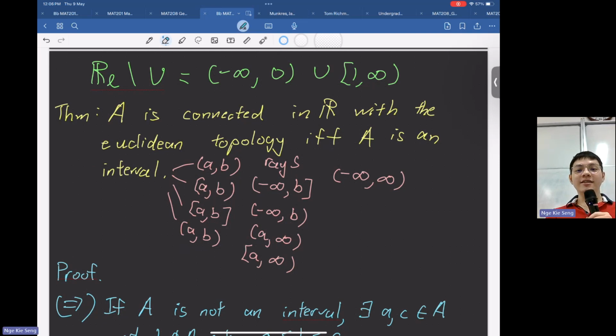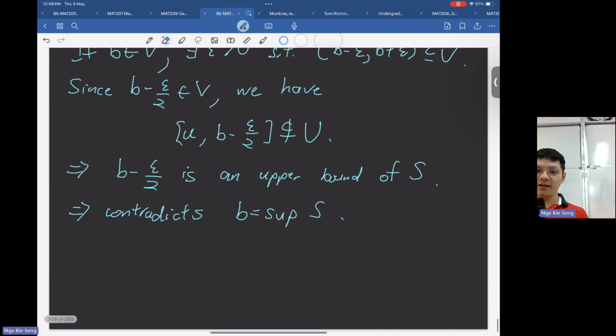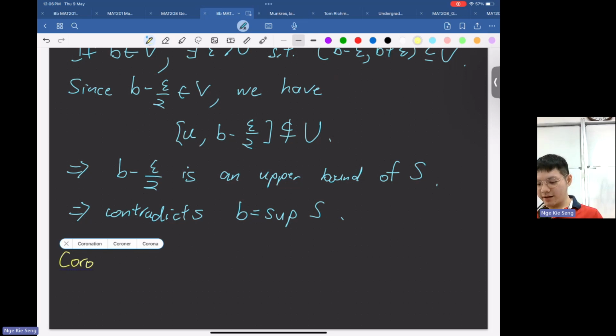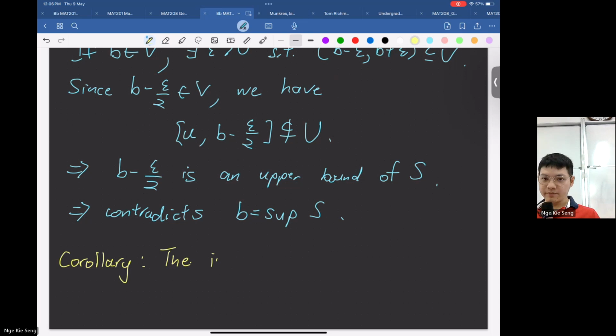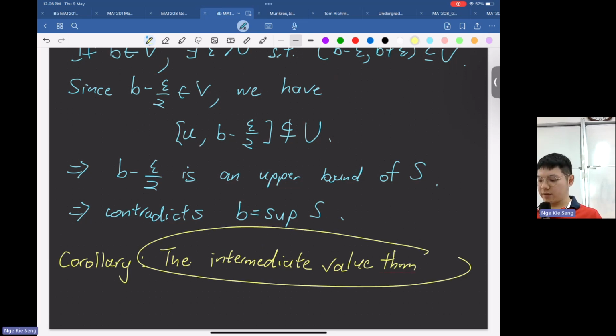Before we take a break, let's just end this part of the story. Yesterday we saw it in generality. But today we have proved that intervals are connected, so we can use what we proved yesterday: the continuous image of a connected set is connected. So this is the intermediate value theorem. The corollary of this theorem is the intermediate value theorem, together with the fact that the continuous image of a connected set is connected.